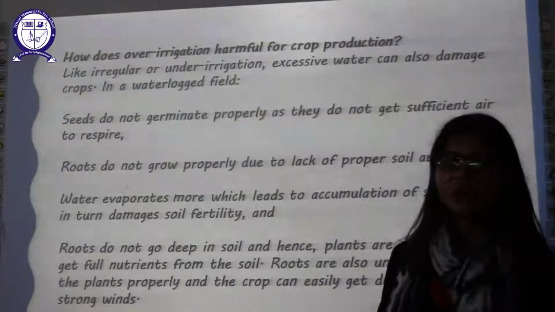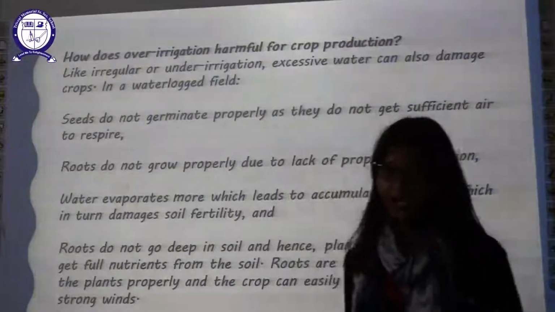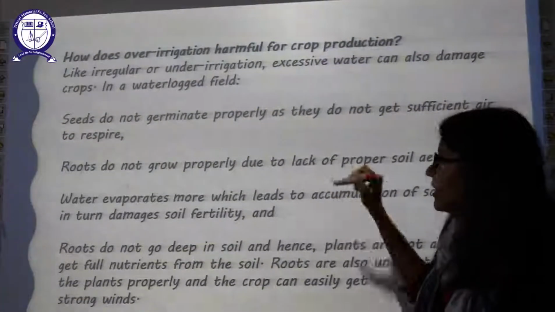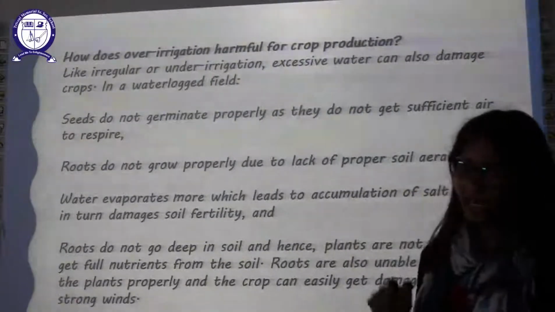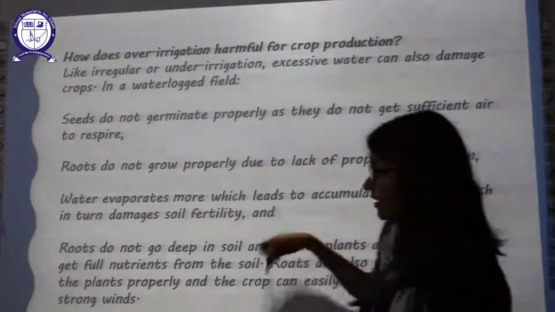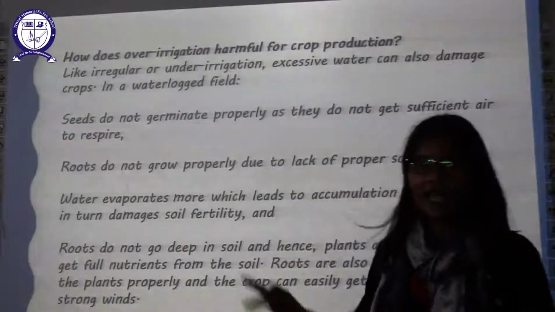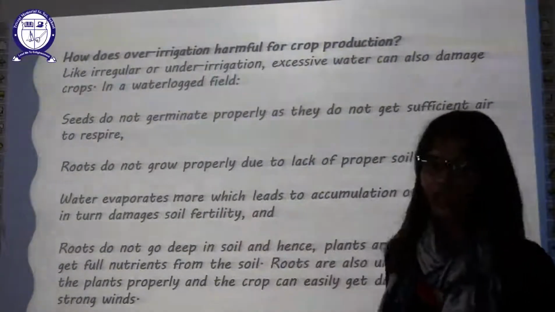We know that we need to maintain a certain pH in the soil, but too much water will lead to accumulation of salts in the soil and make your soil become acidic. And in acidic soil your crop will not grow.